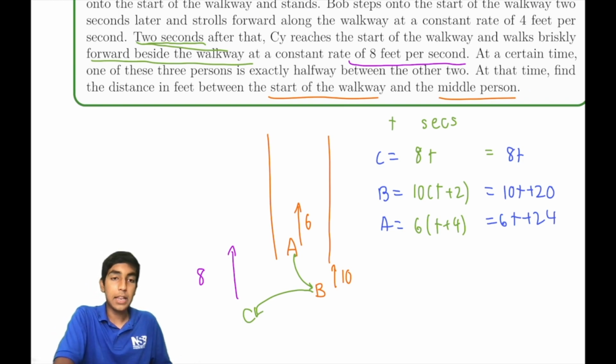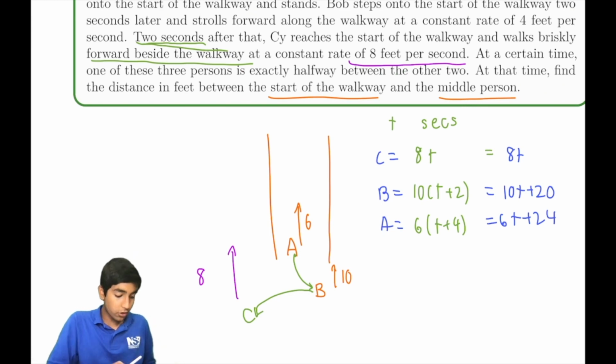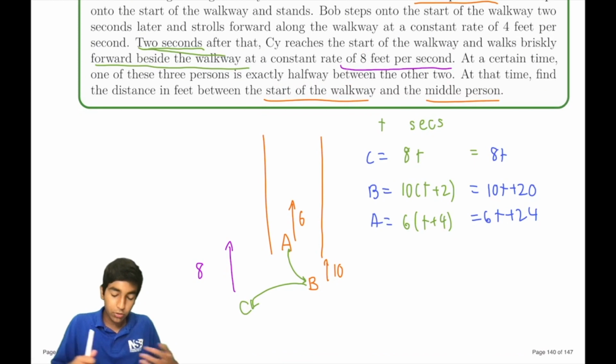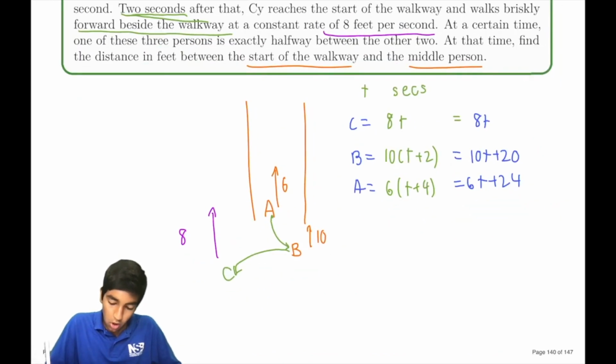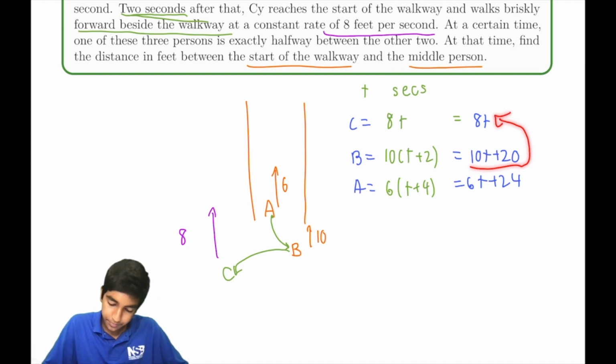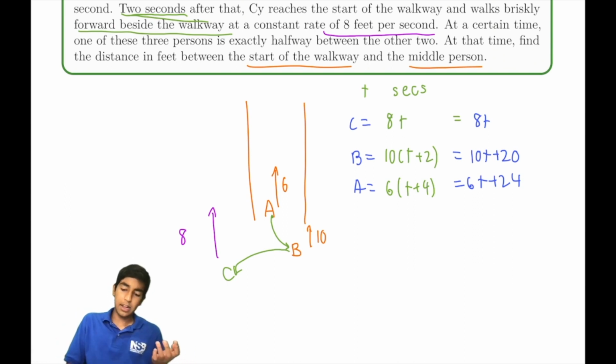So what does that mean in the context of this problem? Well, first of all, who can be first, who's last, who's in the middle? Well, notice that Bob will always be ahead of Cy, no matter what. So essentially now we have three cases here.